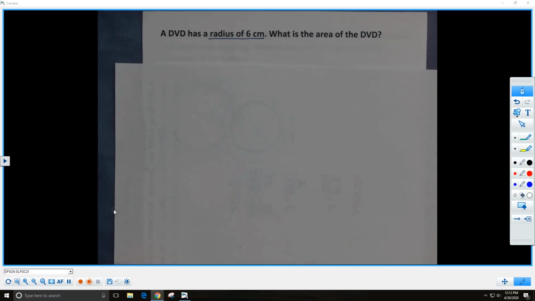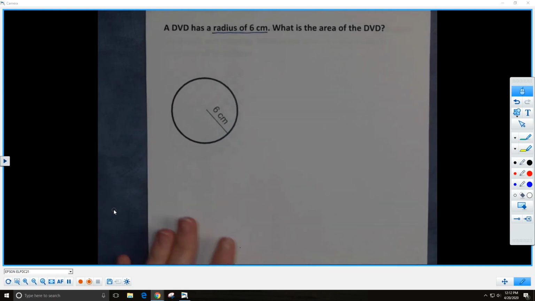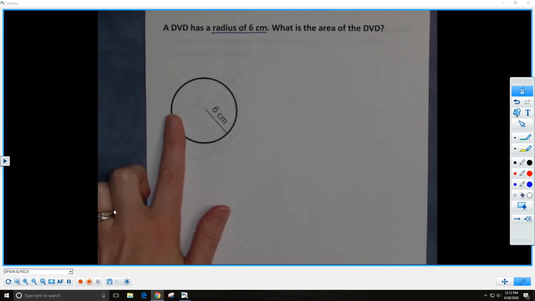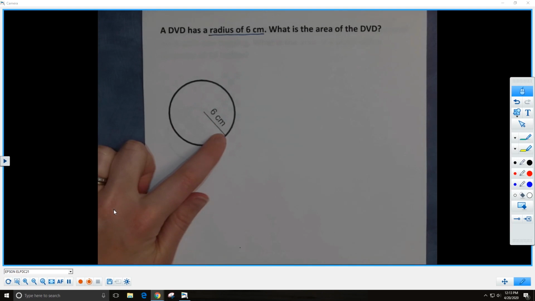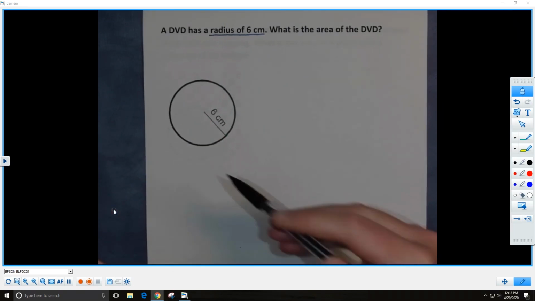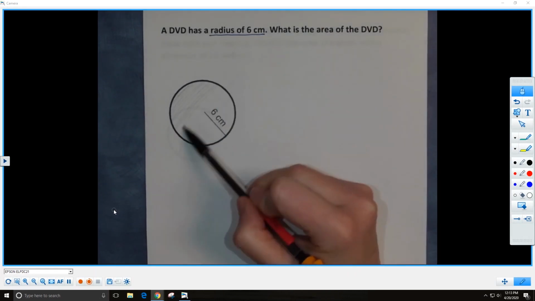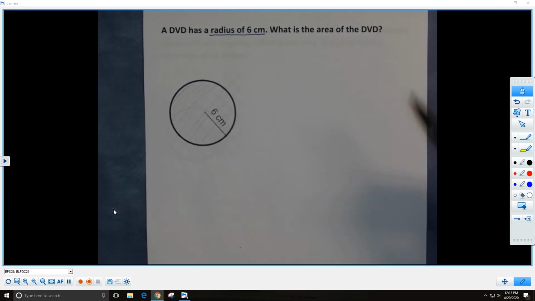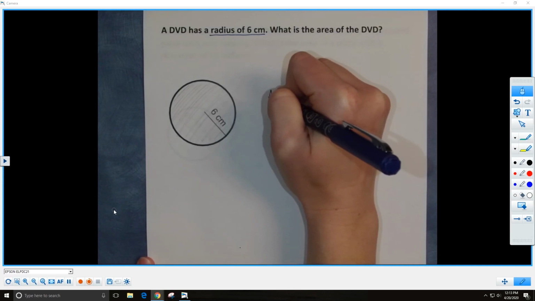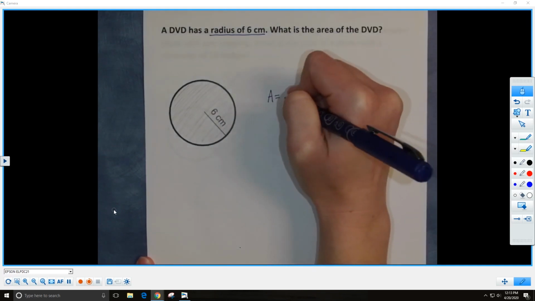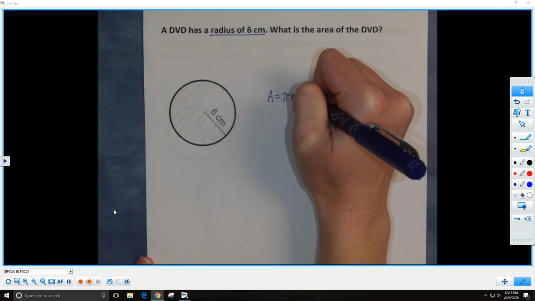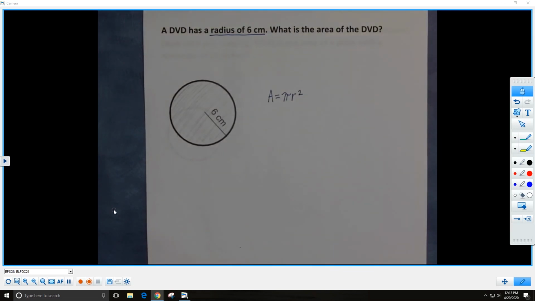We also know the area formula, so let's draw a picture. So here I've got a circle for my DVD. I've got the radius of 6 centimeters. And we're trying to find the area, which remember is all of this space inside the circle, the space that the circle takes up. Okay. So we need the area formula, which is what? Yep. Pi r squared, pi times the radius squared.